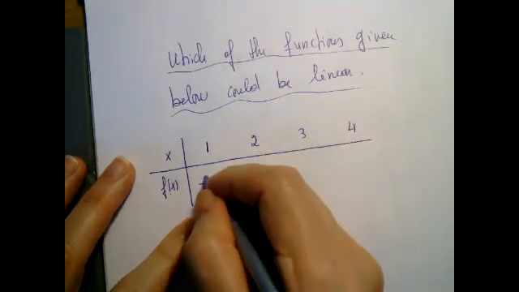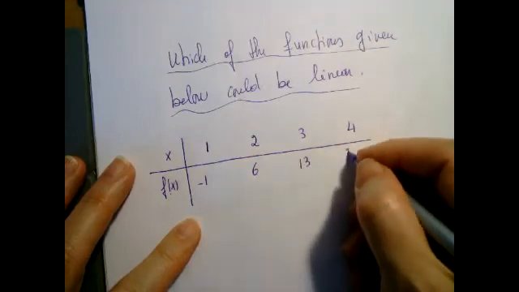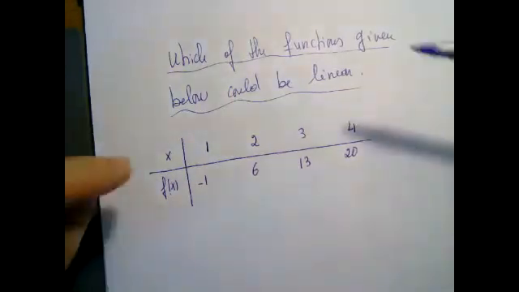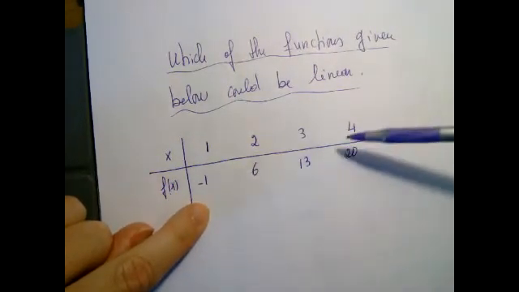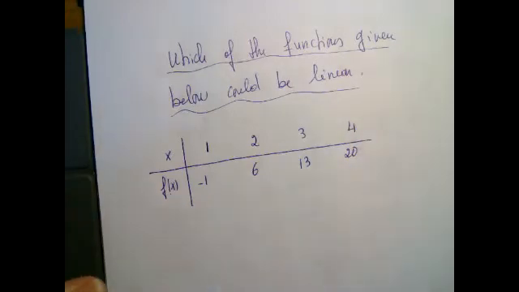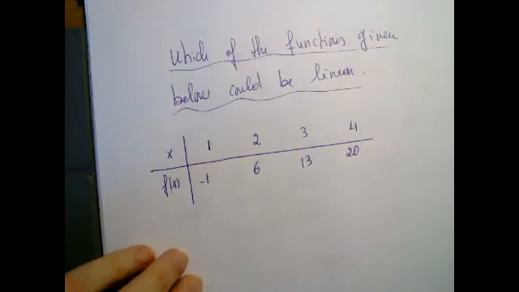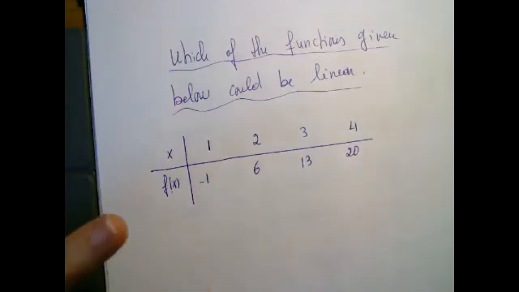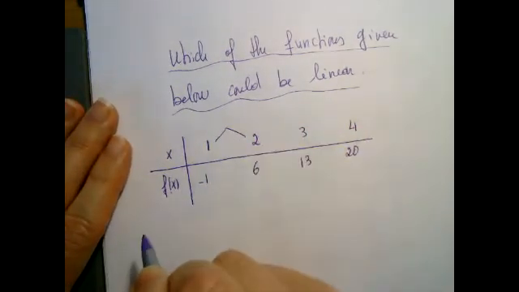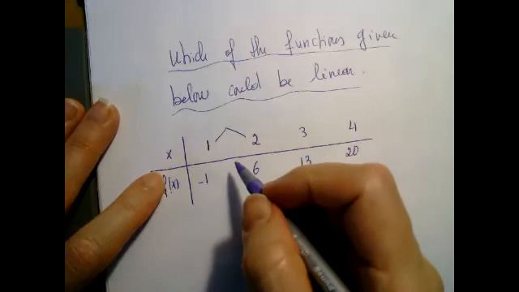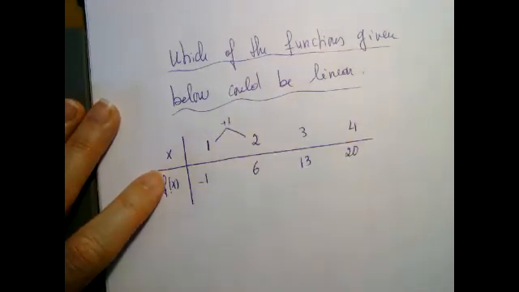I give -1, 6, 13, and 20. The way we read this is, the function takes 1 to -1, 2 to 6, 3 to 13, 4 to 20. My question is, with this data given, do you think the function is linear? Yes, because it's increasing by 7 every time. And the input is increasing by what? We have to always be careful with the input. By 1. It's crucial.